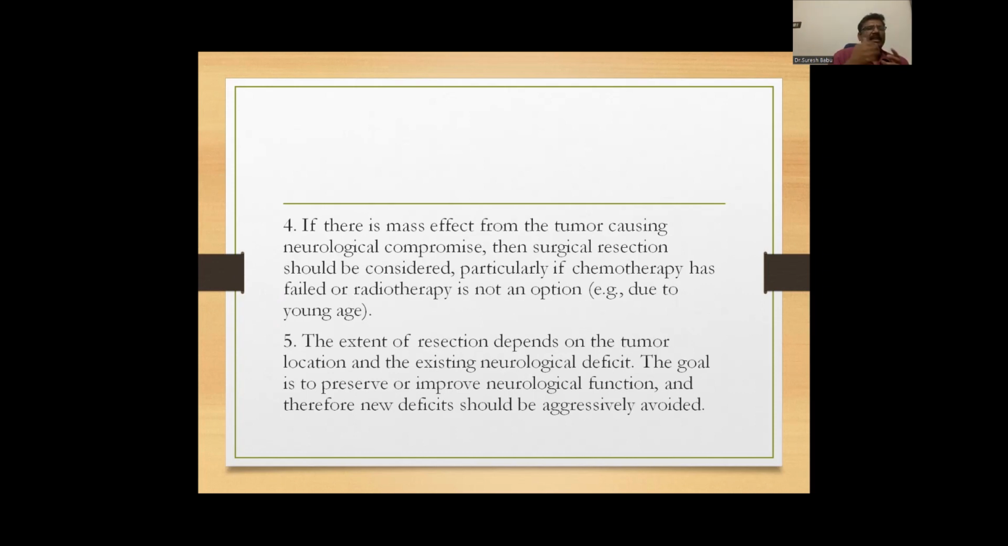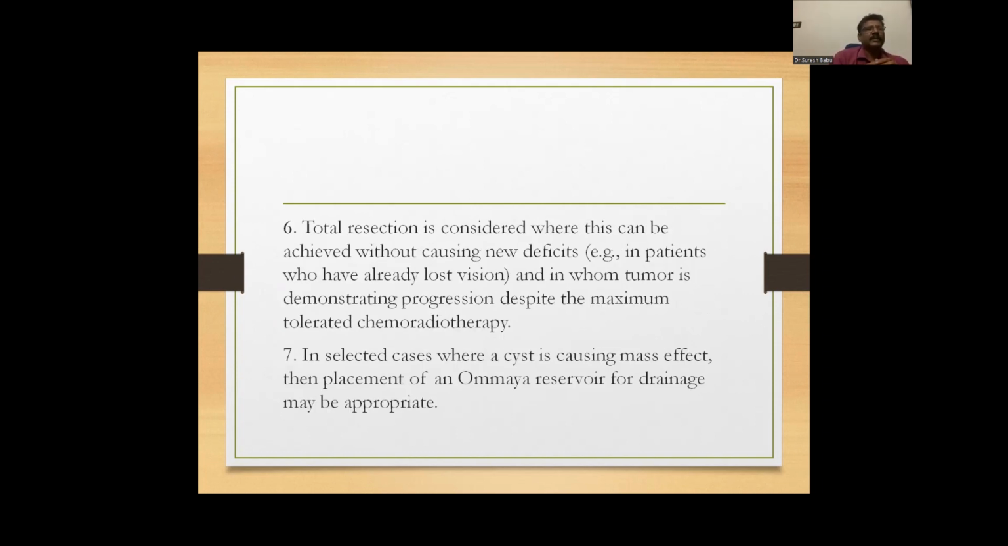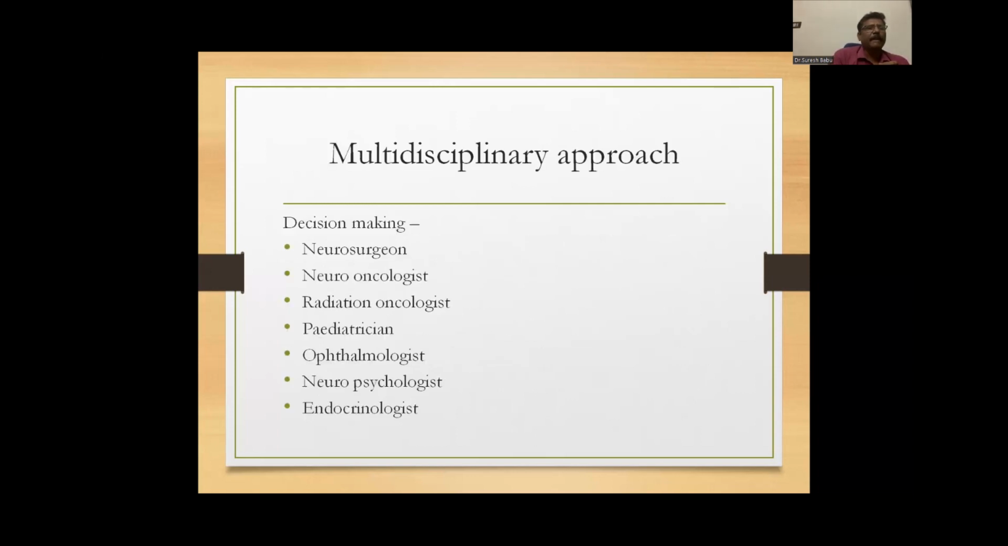That is the surgical resection. There is a mass effect, and the extent of resection depends on the tumor location and the existing neurological deficit. As I said earlier, we should not create any new neurological deficits if we attempt surgery. Next slide, please. So total resection is considered where it is possible. In selected cases where a cyst is causing mass effect, then placement of an Ommaya reservoir for drainage may be appropriate. Next slide, please. Next slide.